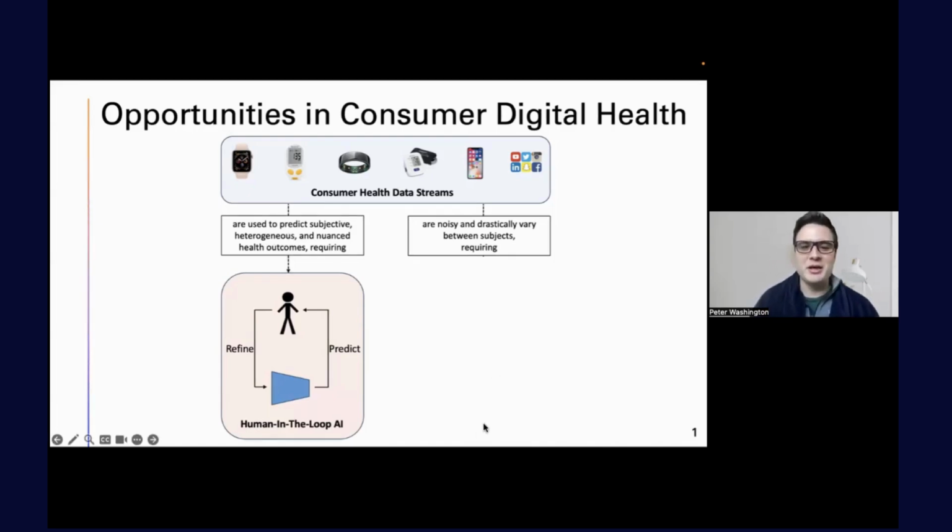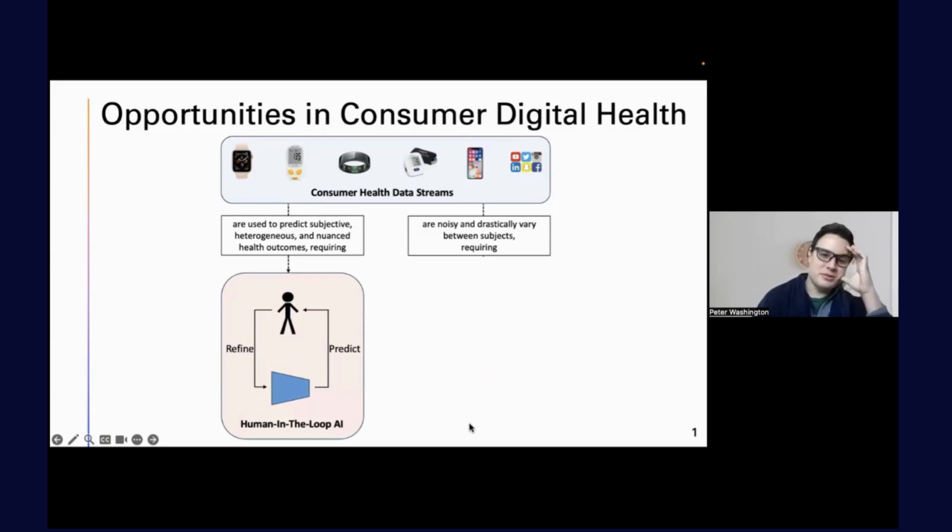That's challenging. But also the X, the input to the model, tend to be very noisy, and importantly tend to drastically vary between people, between subjects. So for person A, they're going to have different patterns when they're using their smartphone versus person B. Now, that also introduces a lot of challenges.